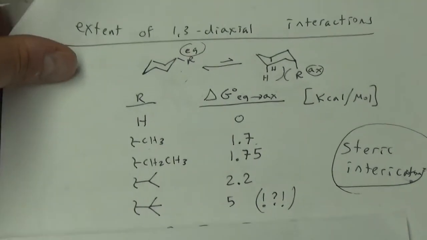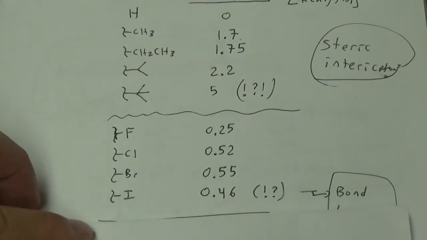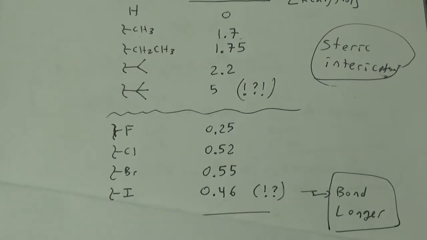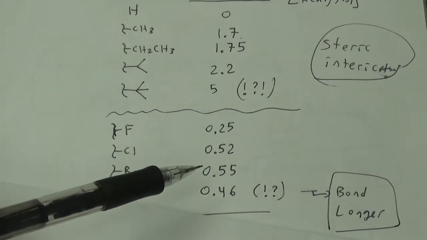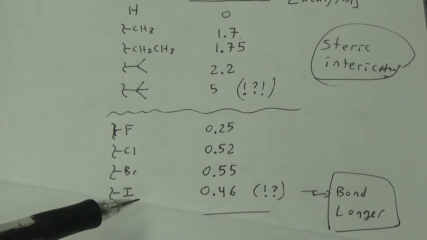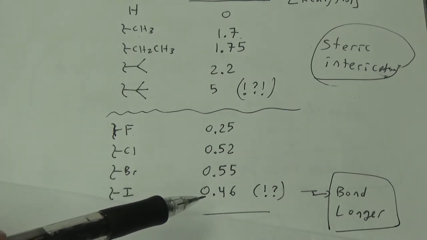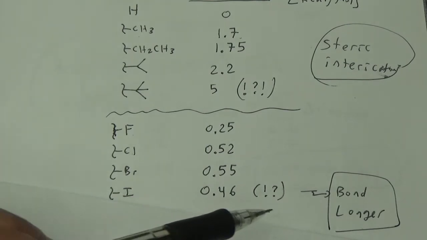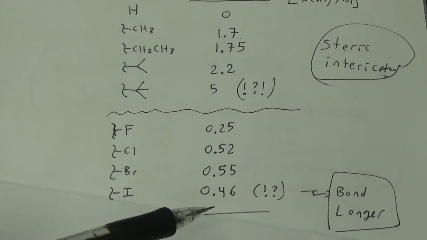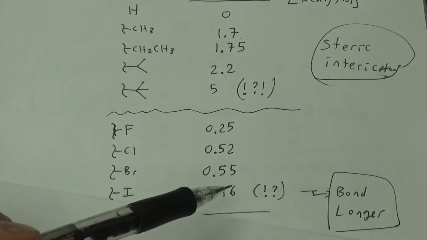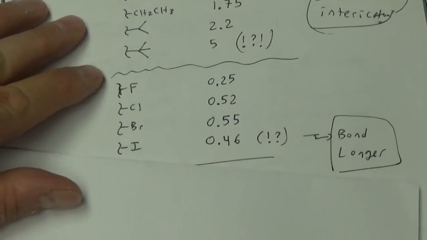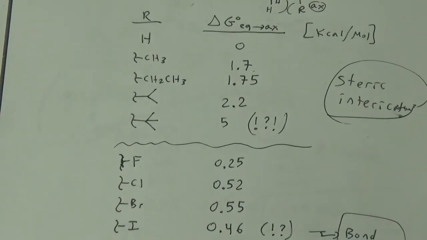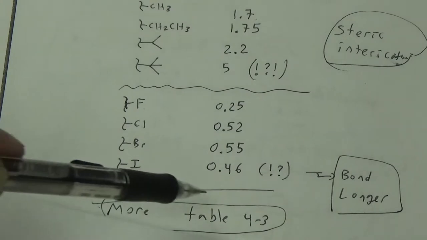And then we have other ones like the halogens that we talked about last time. Fluorine is a small number. Chlorine's a little larger. Bromine's a little larger than that. Iodine's a little less than bromine, and the reason, I think, is due to a longer bond. So the bond is longer, so the interaction is a little less severe, even though iodine's a larger atom, right? That's, I think, the explanation. Okay, cool. And there's more of these in Table 4.3.